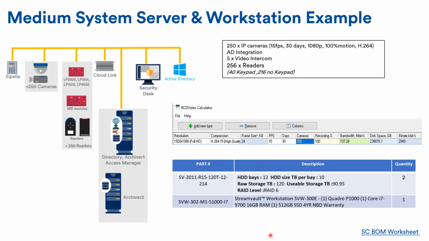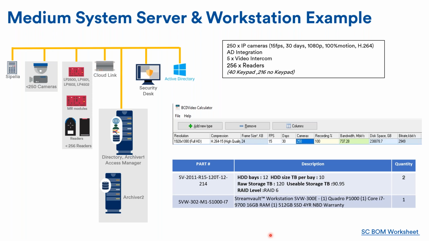So let's take a scenario where we have 250 IP cameras. We have 15 frames per second recording of these IP cameras for 30 days at 1080p resolution, and we're expecting 100% motion all the time. We also want to quote Active Directory integration. We want up to 5 video intercoms and up to 256 readers. Out of those 256 readers, we want 40 readers with a keypad option, and 216 readers which do not have a keypad. So how will we go about doing this?